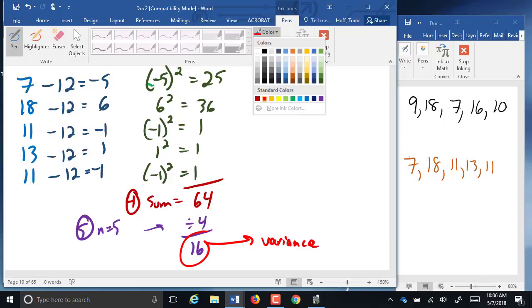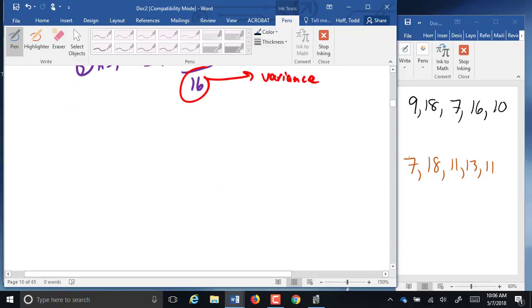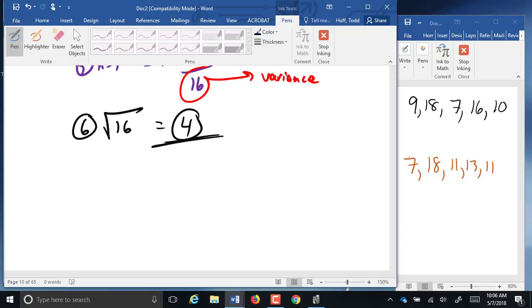To find the standard deviation, we have to do one more step. Square root of 16 is 4. That's our standard deviation. That is smaller than the number we had in that last problem. So that seems to support that idea that that is less spread out. Any questions?